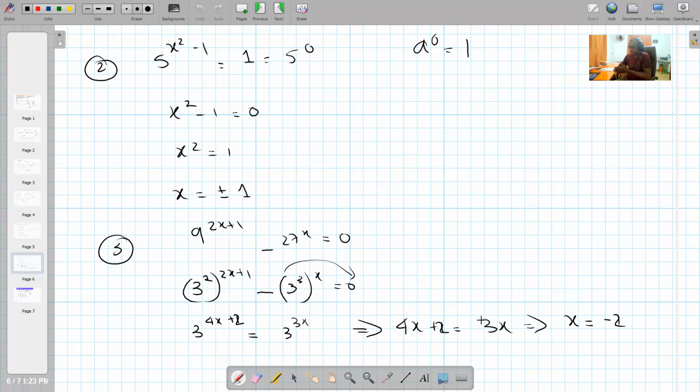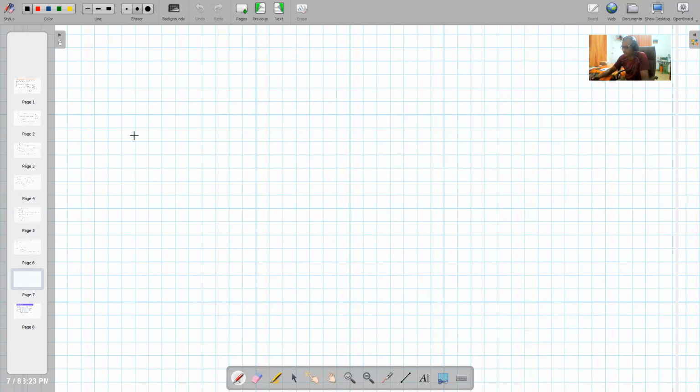Raise the numbers to the same power, to the same base, then equate the powers and gain the value of the unknown. OK, that is the point. Now another example, and this one is more complex.